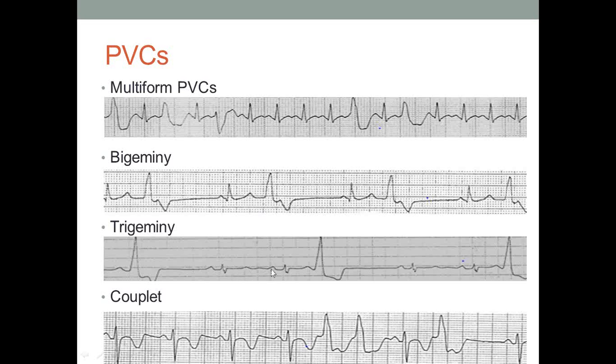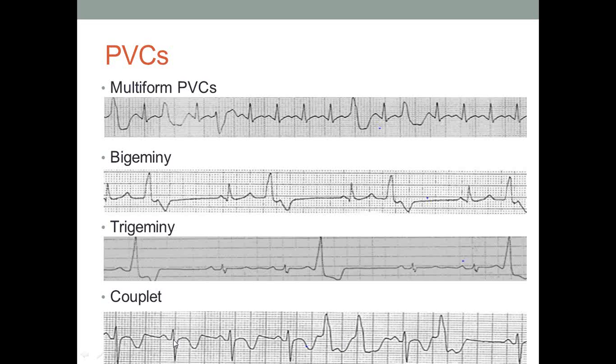If we look at the third one, every third beat is a PVC. Okay, so this is called a trigeminy. So this is your normal beat, PVC, normal beat, and so on. So every third beat is PVC, and that's considered a trigeminy. When you have two PVCs side by side, that's considered a couplet. Okay? And we'll get into how many it takes to consider this VTAC, which we'll talk about later.